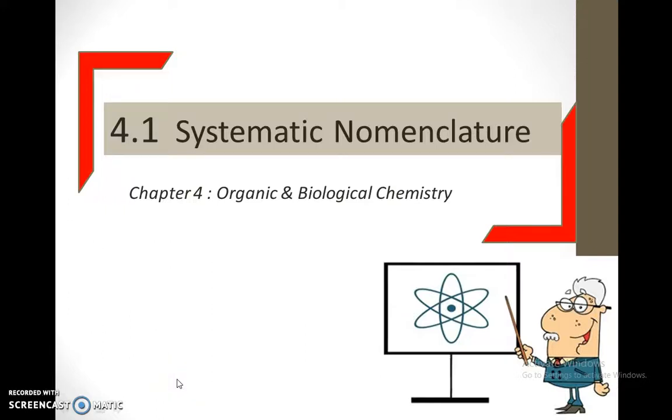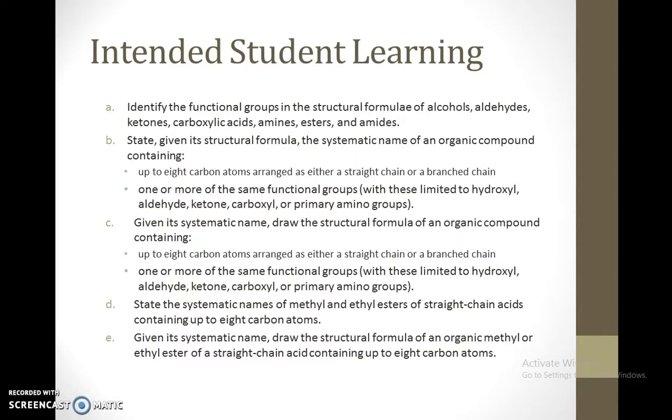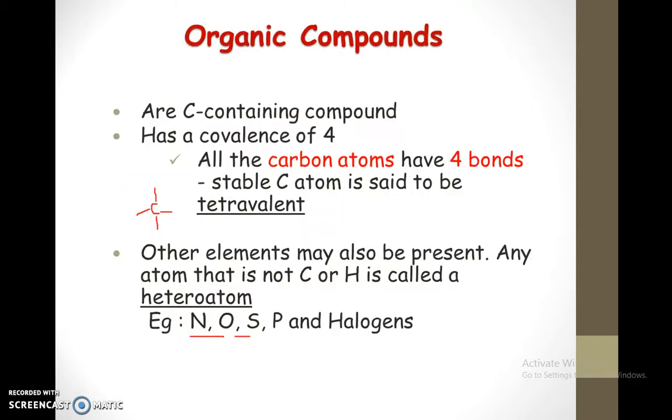Okay, so today you are going to learn the first subtopic, that is systematic nomenclature under chapter 4. So these are the intended student learning outcomes. You can read them by yourself. I really hope that at the end of this topic, you can give the systematic name of an organic compound, or you can draw the organic compound.